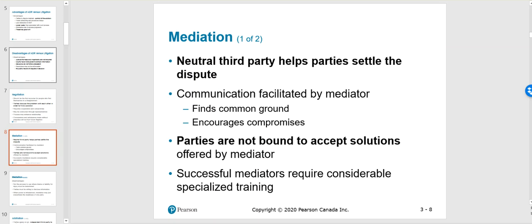And again, the same characteristic as in negotiation. The solution is not binding. Hopefully, parties will comply with what was decided, with what was achieved through that mediation, but it is not binding. Okay.